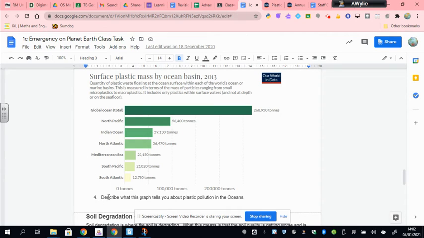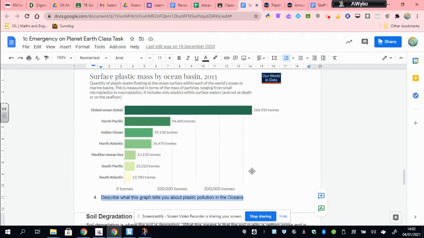The question says, describe what this graph tells you about plastic in the oceans. Now, a really simple answer would just be to say it tells us the amount of plastic floating in the oceans and where it's at its worst. That would be a pretty simple answer. A better answer would say it shows us which oceans have got the most plastic in them and which areas of ocean have the least amount of plastics. That would be a reasonable answer.